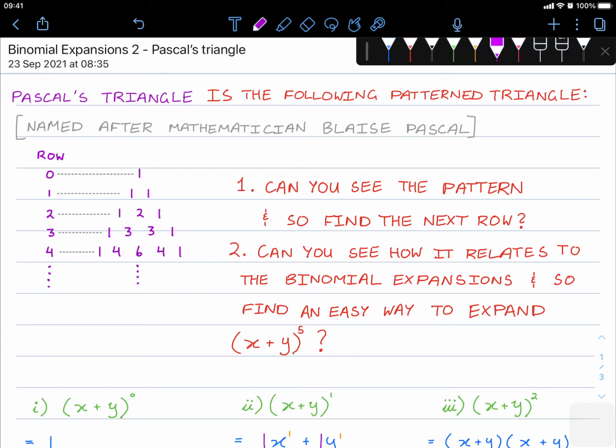Hello class, this is a continuation of binomial expansions part 2. In this video, we're going to see how all this binomial expansion will be related to Pascal's triangle. Pascal's triangle is the following pattern triangle. This one here. And in case you're wondering, it's named after this very famous mathematician, Blaise Pascal.